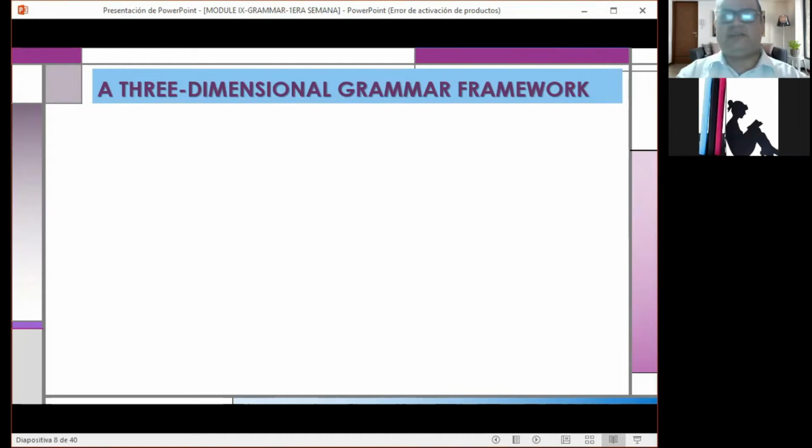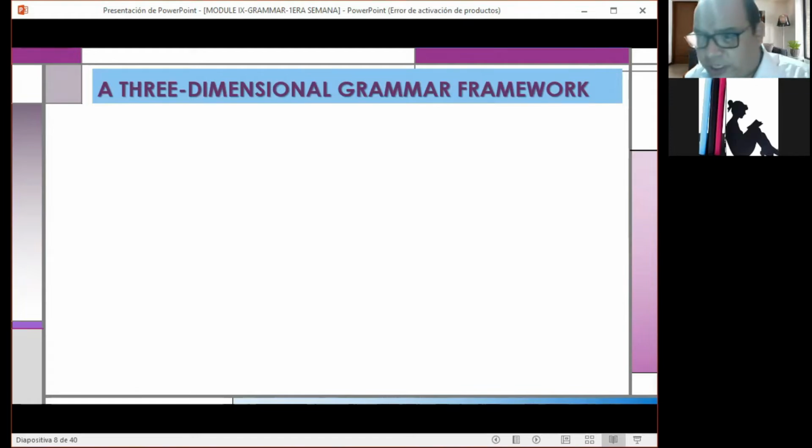All right, effectively. Now we are going to analyze more what grammar involves. We are going to see a framework, a three-dimensional grammar framework. So what is the composition of grammar? What elements or aspects compose grammar? And there are three, as you can see here, three dimensions. We have three dimensions when we talk about grammar. Let's see.